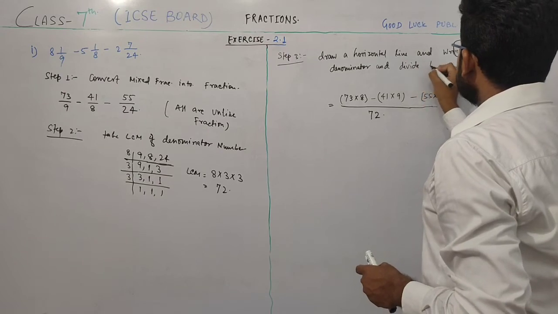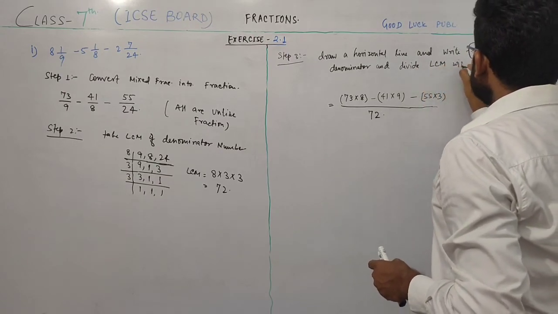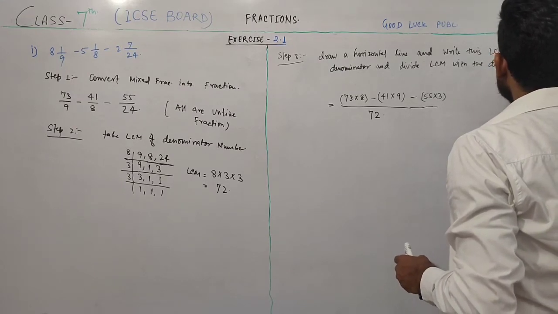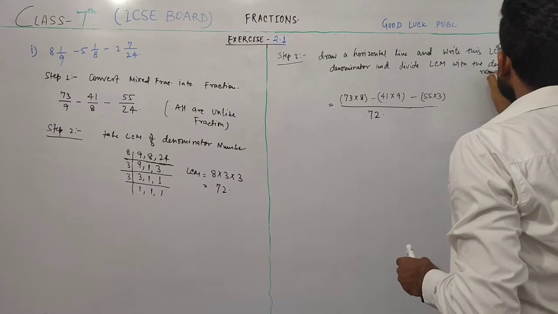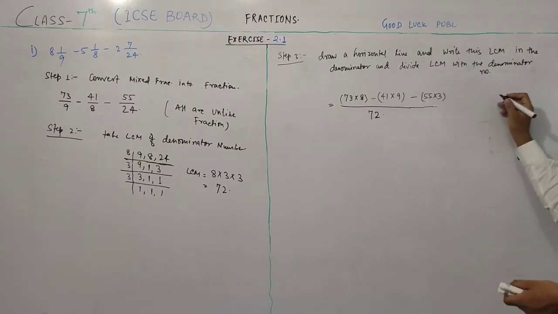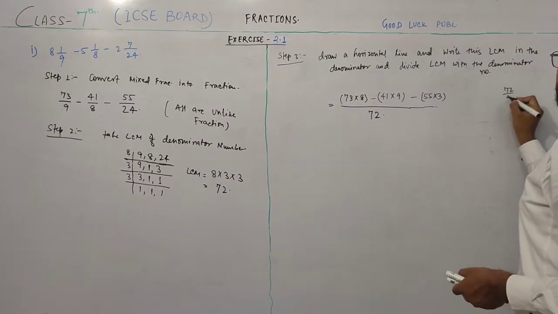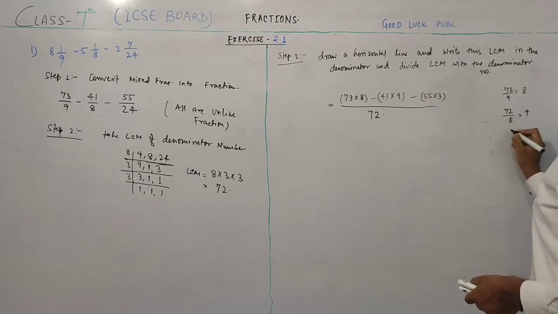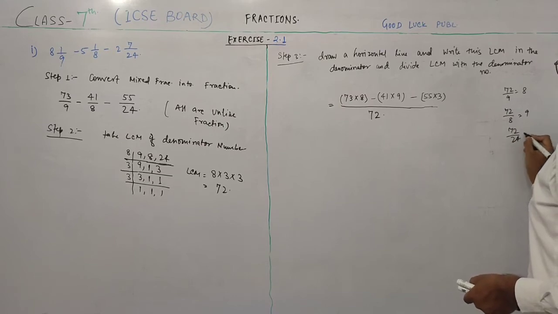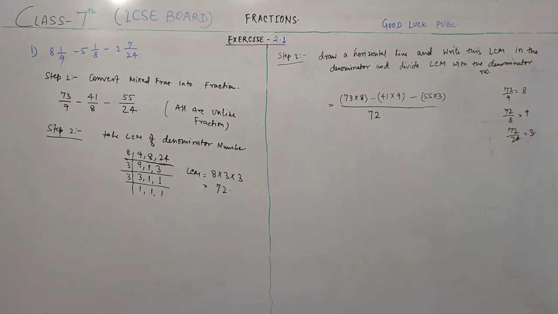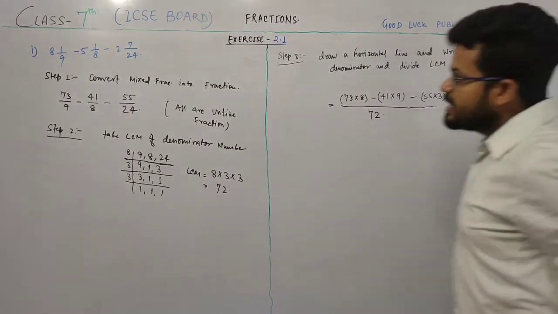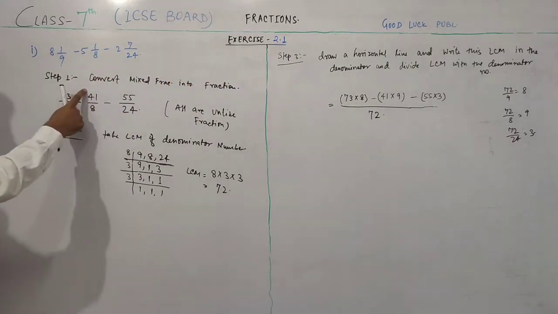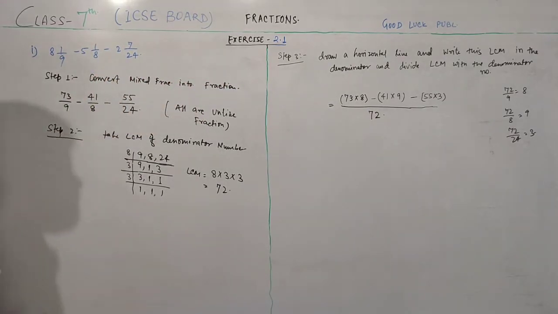divide the LCM with the denominator number. Okay, so I divide firstly 72 by 9, which is 8, again 72 by 8, which is 9, and again 72 by 24, which is 3. Okay, and after that I multiply that number with this numerator number, that number with this numerator number, that number with this numerator number.